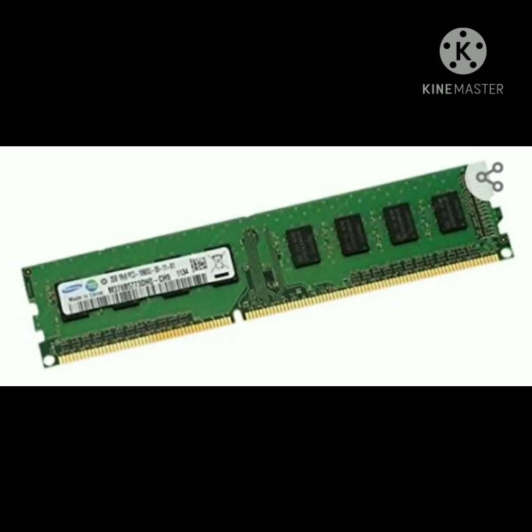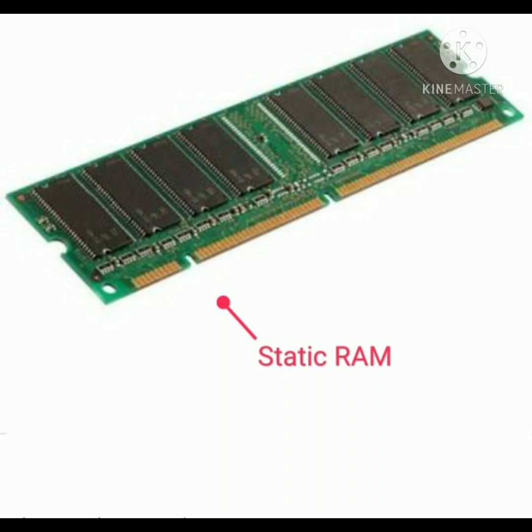There are two important types of RAM devices. The two types are static RAM and dynamic RAM. What are the two RAM devices? The first one is static RAM and the other one is dynamic RAM. First we move to the static RAM.